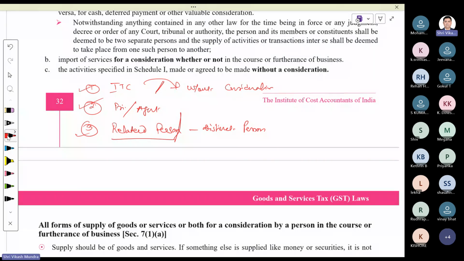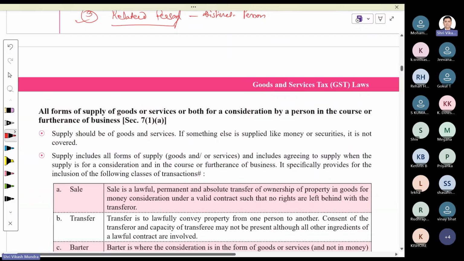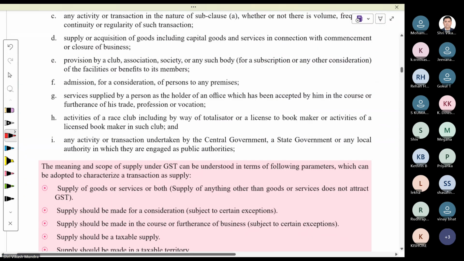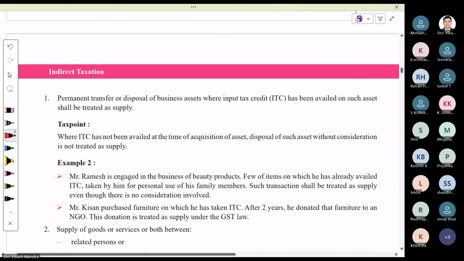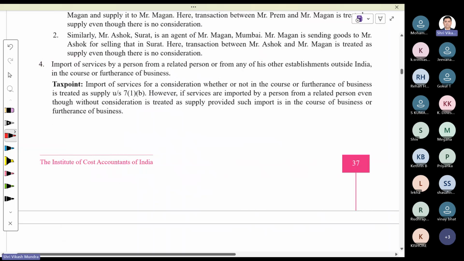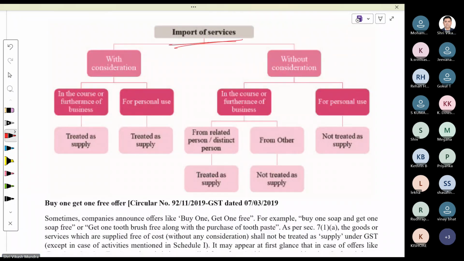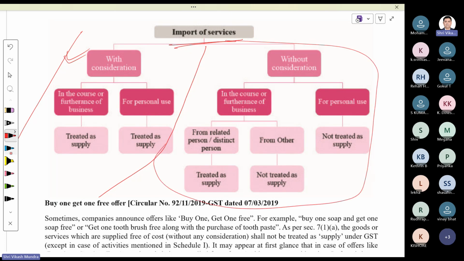And the fourth one: import of services. I have a better chart for this one. Regarding import of service, there are two exceptions. One exception we already discussed: import of service for consideration without business is treated as supply. That part we already discussed. Now we are going to discuss this part, which is in Schedule 1.